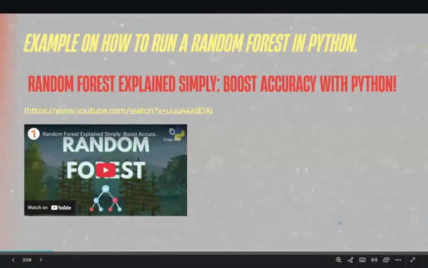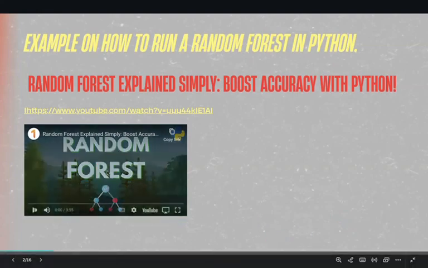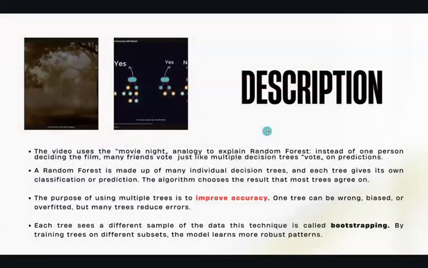First of all, you asked us to show a video of how to run it. This is my little video. This video uses the movie night that it shows at the start as an analogy: instead of one person deciding the film, many friends vote, just like multiple decision trees vote. This is made to improve accuracy.